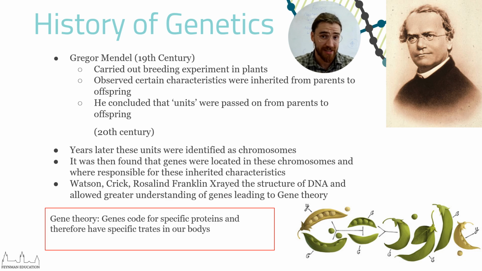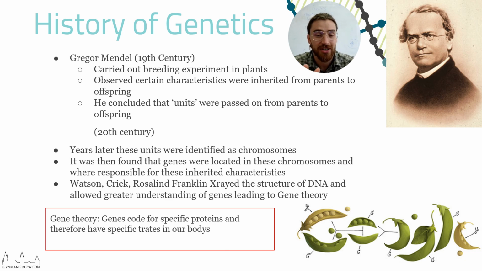Now, that's about as far as he got. He knew that something was being passed down. He called them units. We know them now as genes. Years later, we had identified chromosomes, DNA. So Gregor Mendel was before microscopes, so he didn't know exactly what this thing was that was being passed down.